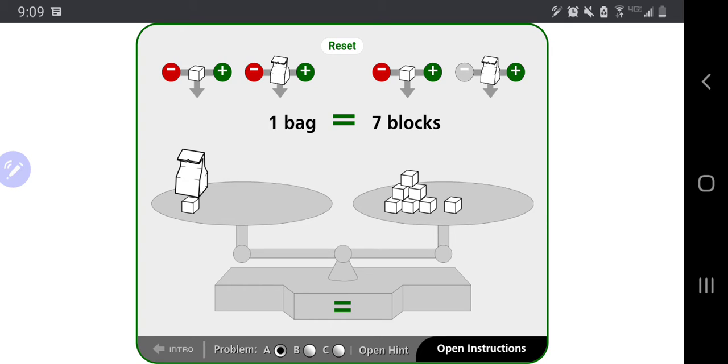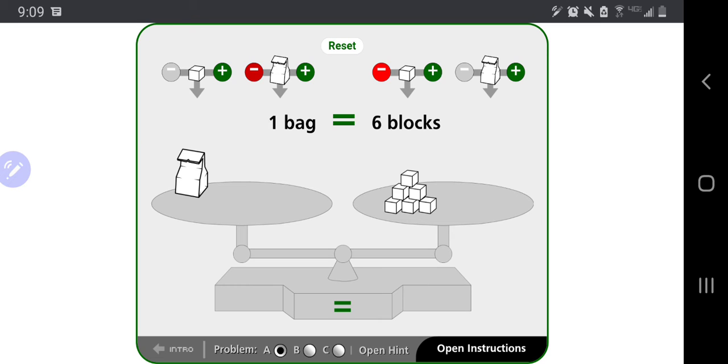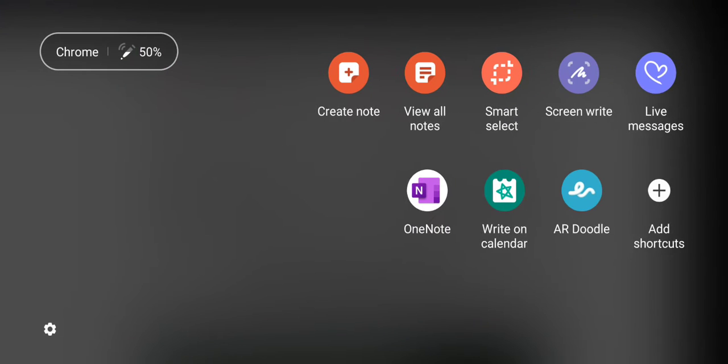We have one bag on one side. Sweet. Now, we've got to isolate that bag. We want to get rid of the other stuff so we can know what one bag equals. Take away a block, take away a block. Aha! We've got one bag equals 6 blocks. Let's reset. Let's see what we got here.